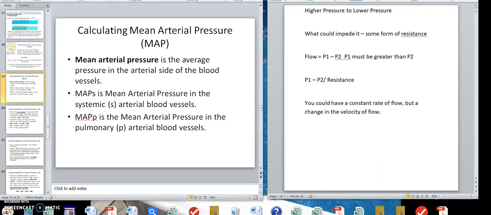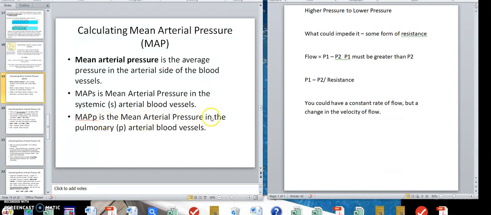Okay, class, now we're going to, in our formulas for blood vessels, talk about calculating what we call mean arterial pressure. Mean arterial pressure is the average pressure in the arterial side of the blood vessels. If I put MAP S, MAP being mean arterial pressure, that means for the systemic circulation. Remember the systemic circulation that we talked about.